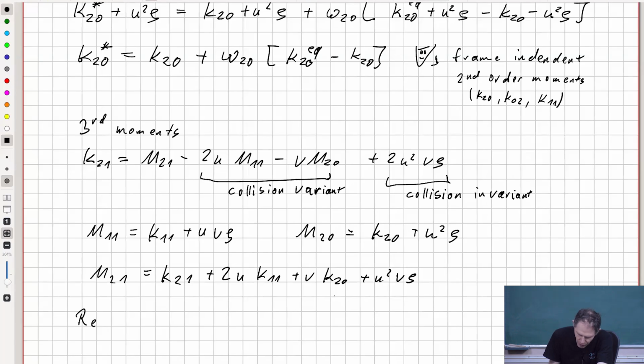And what we are now going to do is look at the relaxation in the Euler frame. This means the relaxation of raw countable moments.